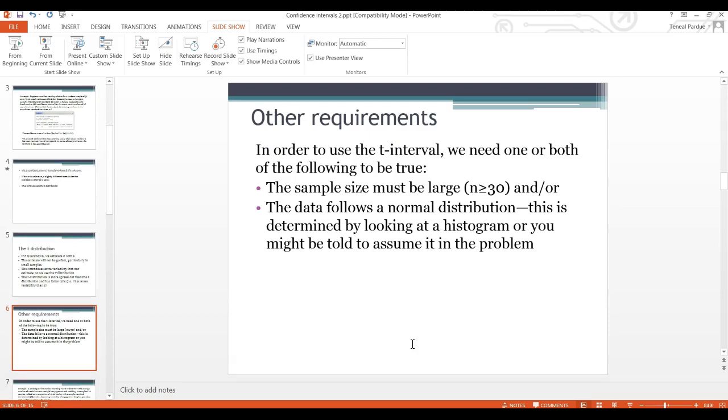So to use the t interval, just like with the z, we need one or two of these things to be true. Either a large sample size or the data following a normal distribution. Usually you'll just be told to assume that in the problem.